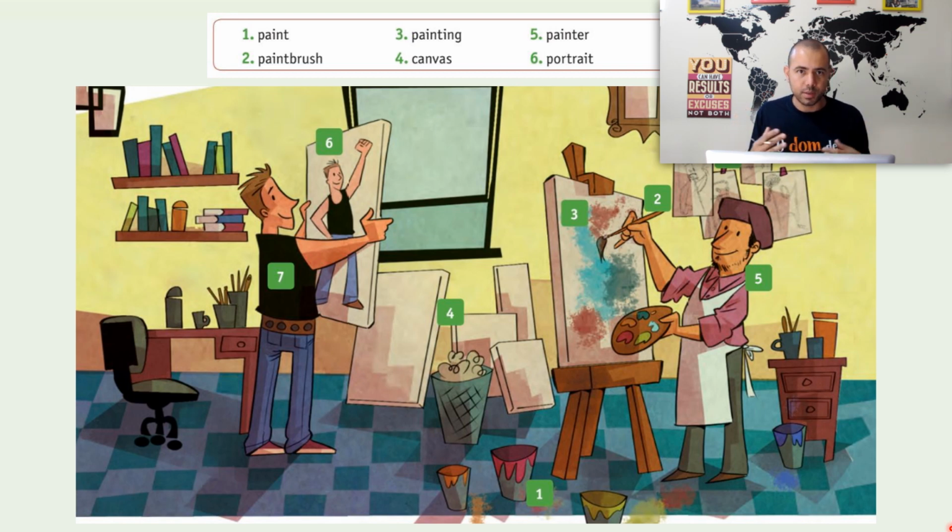Painter is the person, is the professional. Portrait is just like a special painting of a person, okay? So it's not a photo, it's not a photography, it's a portrait. So it's a painting of a person. Model is the person itself, okay? Sketch is just like, it's not the final work.